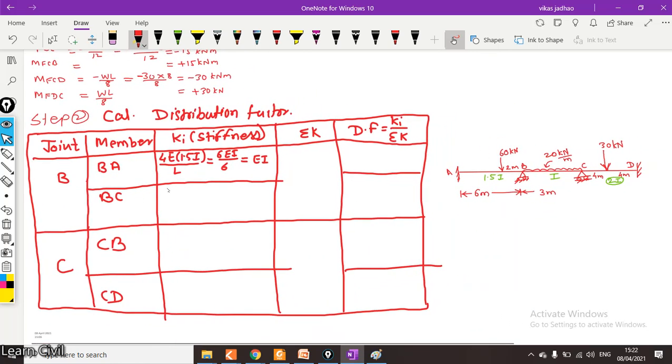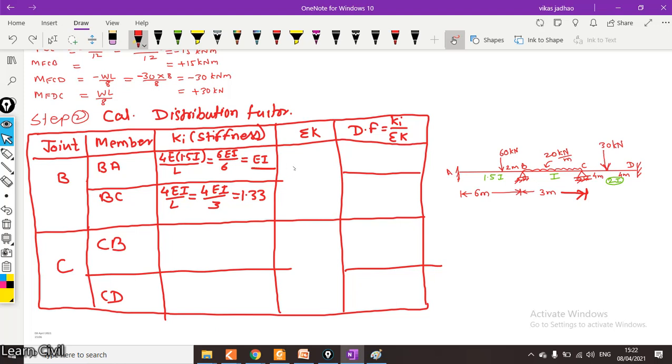Similarly for BC, the stiffness is again given by 4EI upon L. The span BC is 3 meters. So this is equal to 4 by 3, which is 1.33 EI.